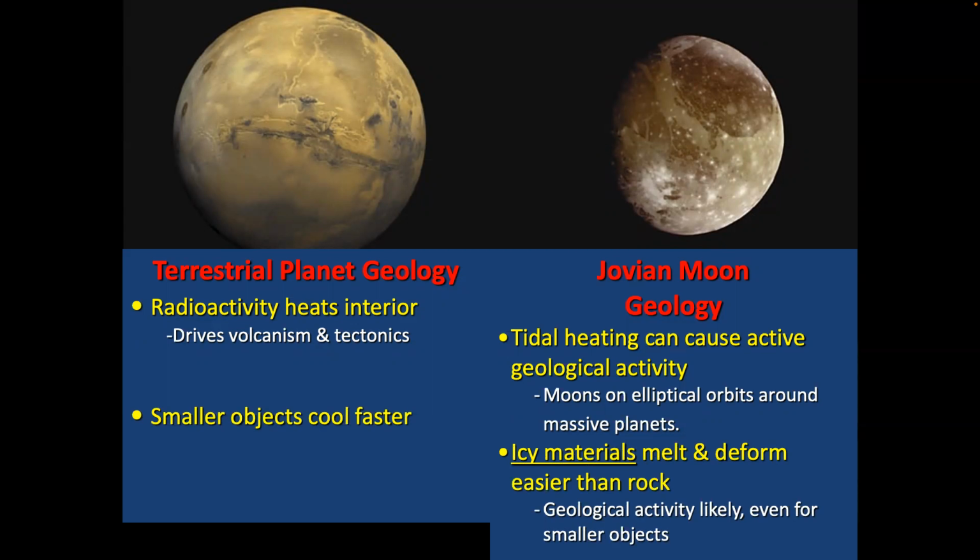Smaller objects cool faster, which is generally true, except if they have this new fun source of heating. And that is specifically that icy materials are much easier to deform, much easier to change the shape of, than rock. Try it at home. Honestly, you can do it with your hands in one case, and you can't in the other, right? Break some concrete versus breaking a block of ice. Okay. Does this process make sense to people? Do people have questions?